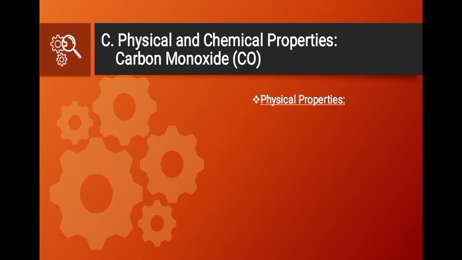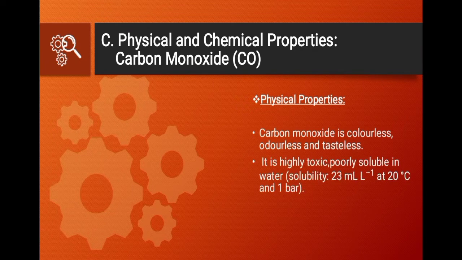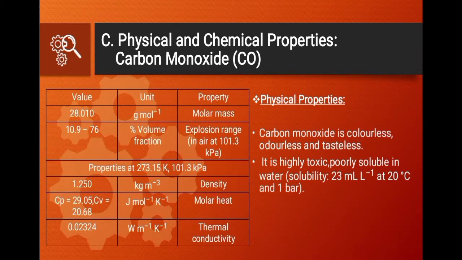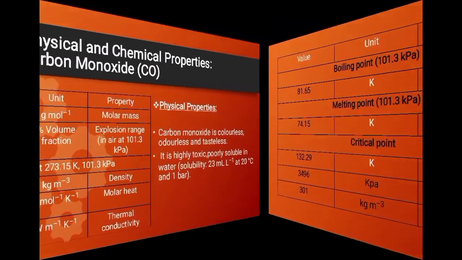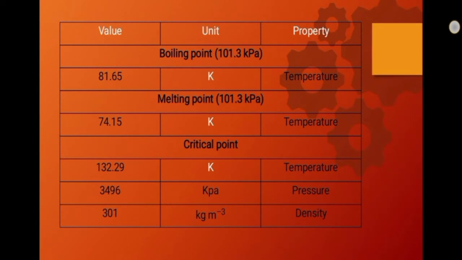And the next, physical and chemical properties about carbon monoxide or CO. Physical properties. Carbon monoxide is colorless, odorless, and tasteless. It is highly toxic, poorly soluble in water. Solubility 23 ml per liter at 20 degrees Celsius and 1 bar. And you can see the table about value, unit, property of carbon monoxide. And this is a continuation of the previous table. You can see and read this table.